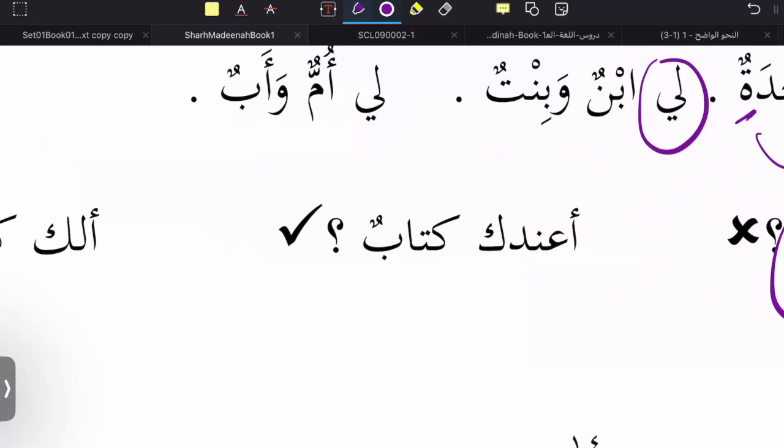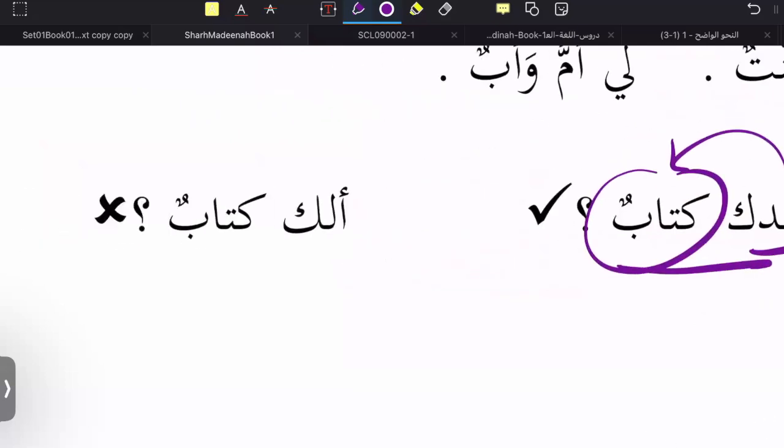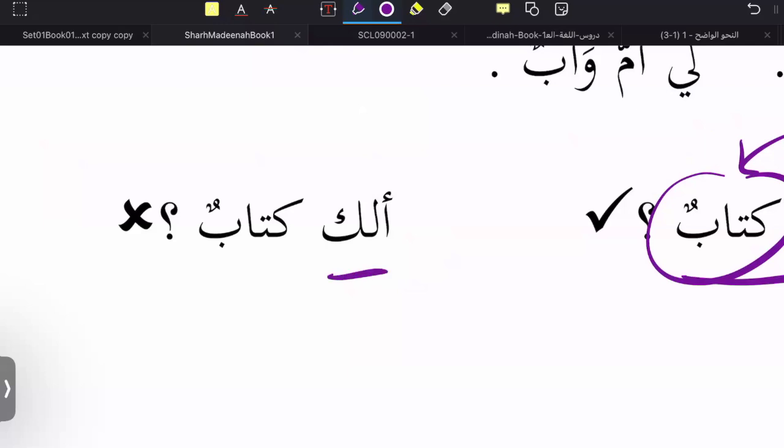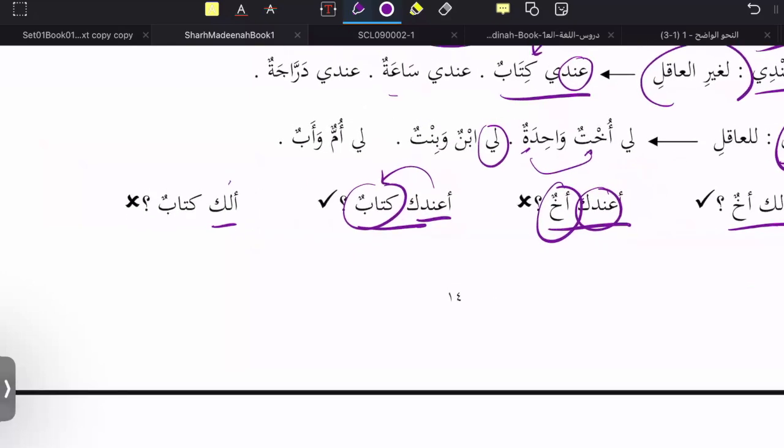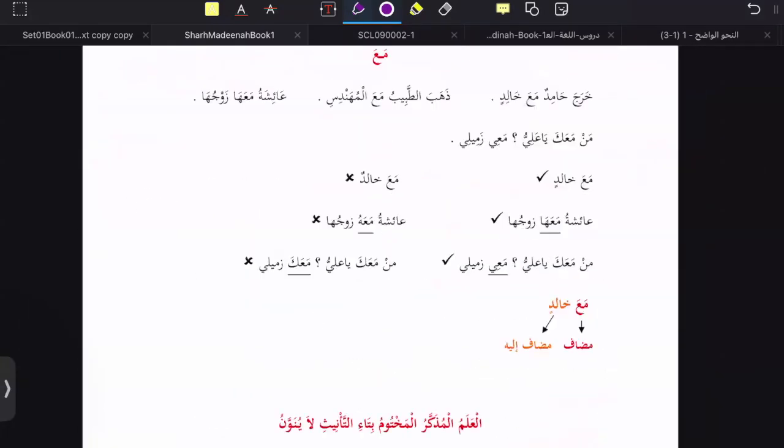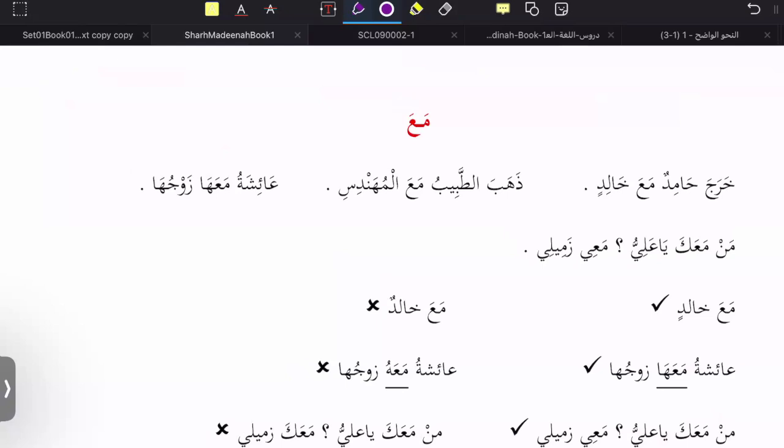Okay? But this is fine: indaka kitabun, because inda and kitab go well. But you cannot say laka kitabun, do you have a book? Because laka we use for a human being. Make sense? But we have another one.